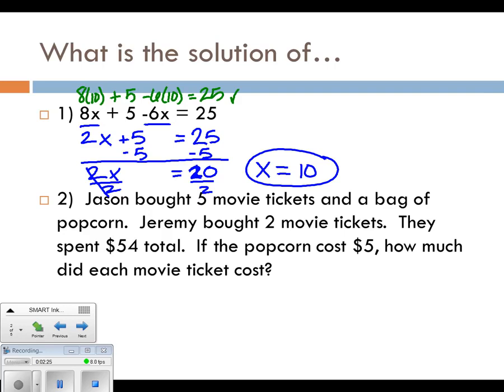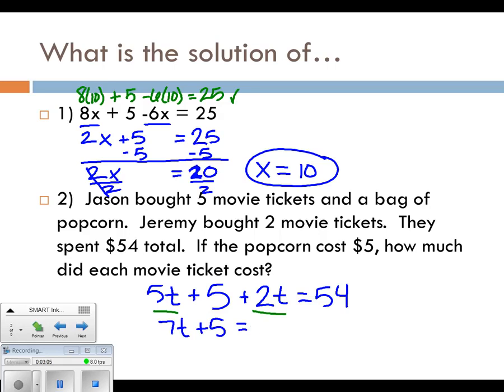a ticket. So if we go back up, Jason, he bought 5 tickets, so 5 times t, which is what we don't know, which we're looking for, and a bag of popcorn, which is $5, so 5t plus 5 was for Jason. And then Jeremy, he bought 2 tickets, so we're adding 2 tickets, and the total cost was $54. So here's our equation. We're going to combine like terms, our 5t plus 2t, and then we get 7t plus 5 is the same as 54.